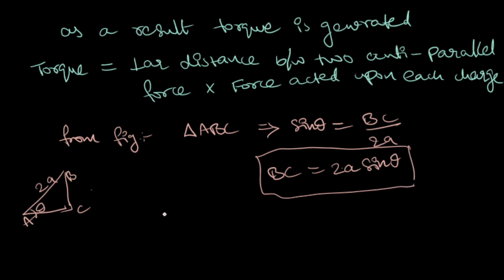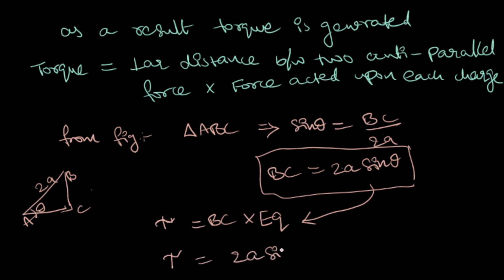Torque is denoted with tau. Tau is equal to the perpendicular distance between the forces, which is BC, into the force acting on each charge, which is Q into E. What is BC? We have 2a sine theta. You just substitute in this equation. Therefore, tau is equal to 2a sine theta into Q into E. Therefore, the torque tau is equal to 2a Q E sine theta.